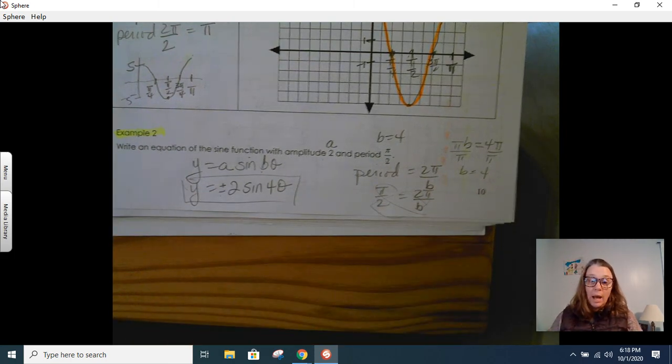Okay, so hopefully this helped kind of bring together everything that was in that Desmos activity from class. And next week, we're going to practice all of this graphing.